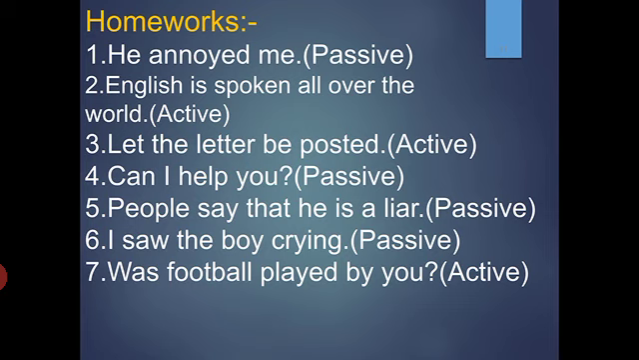Dear students, that's all. And here are some homeworks. Number 1, he annoyed me. You have to make it passive. Number 2, English is spoken all over the world. You have to make it active. Number 3, let the letter be posted. Active. Number 4, can I help you? Passive. Number 5, people said that he is a liar. Passive.